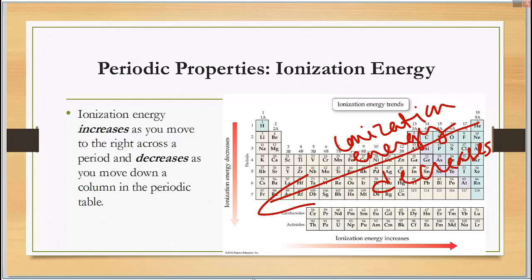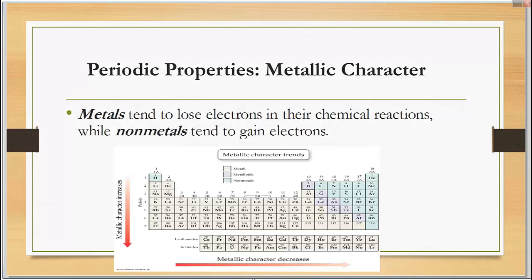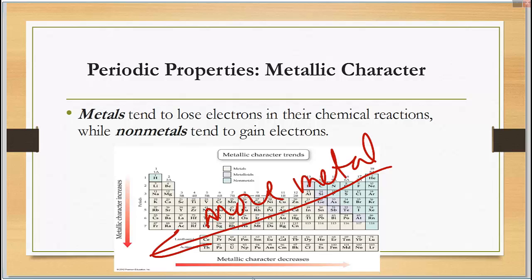Alright, so let's look at metallic character. Metals versus nonmetals. Once again, as you get further away from that upper right hand corner, as you go down to the left, you're becoming more metal. This is the difference between whether you want to gain electrons or lose electrons. Metals tend to want to lose electrons, while nonmetals tend to want to gain. So as you get further away from the nucleus, you're going to be more and more willing to lose an electron.